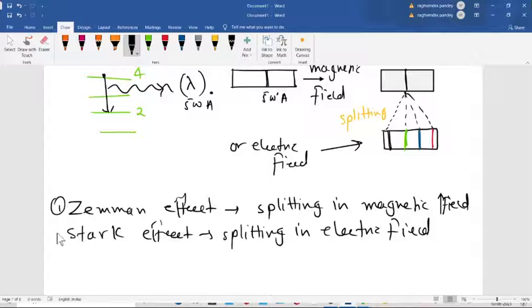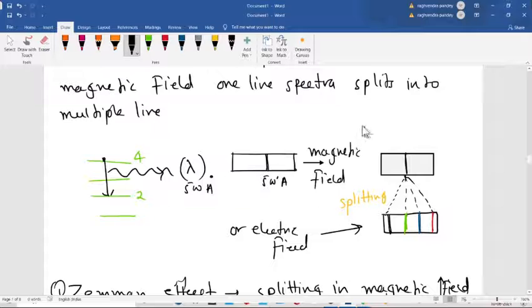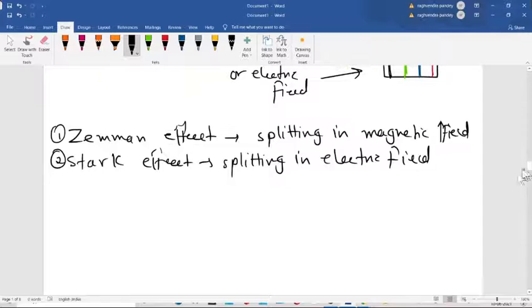One is your Stark effect, and these are the two scientists who applied electric and magnetic fields, and they annoyed Bohr. Okay, Bohr got the Nobel Prize. Everybody should know that. He got the Nobel Prize for this model. Heisenberg also got the Nobel Prize.